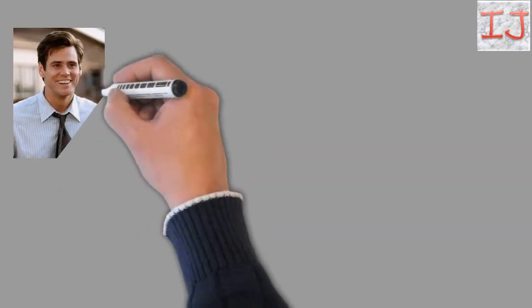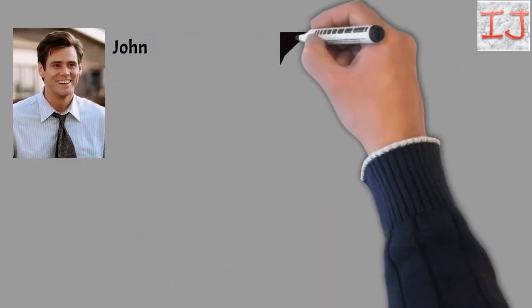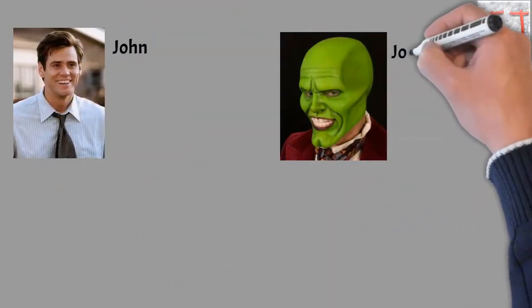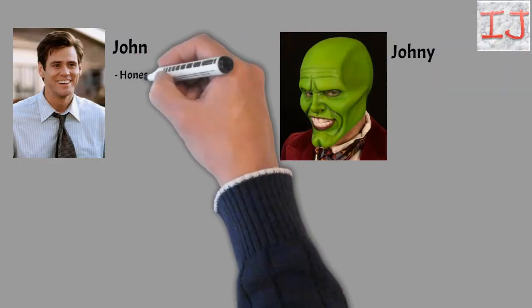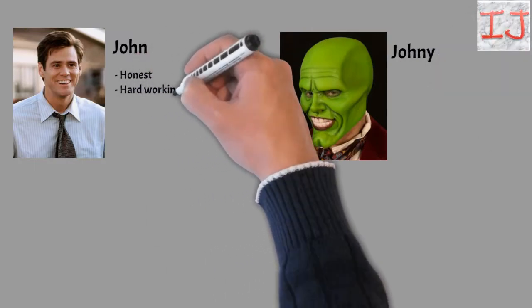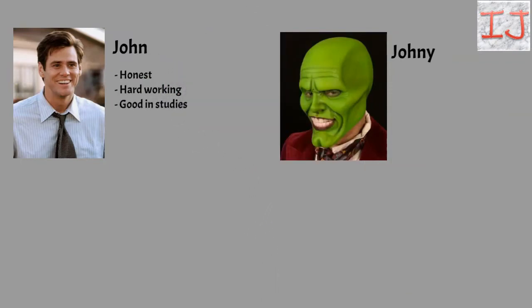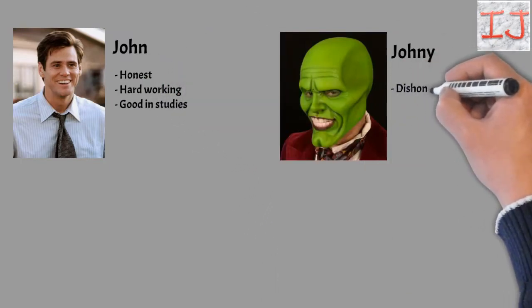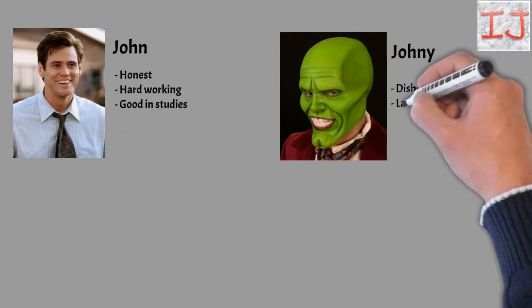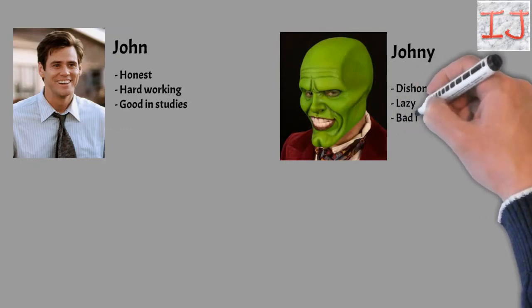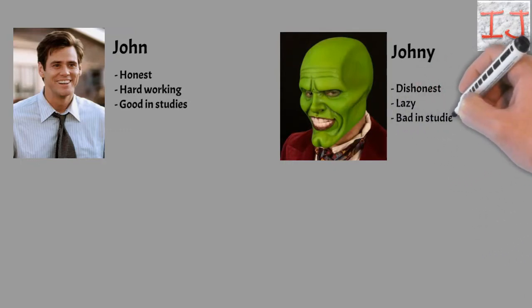Let's say a person has two sons named John and Johnny. John is honest and hardworking. He is very good in studies too. On the contrary, Johnny is not that good in studies, and also he does not put any effort in extracurricular activities. Further, he is dishonest as well.